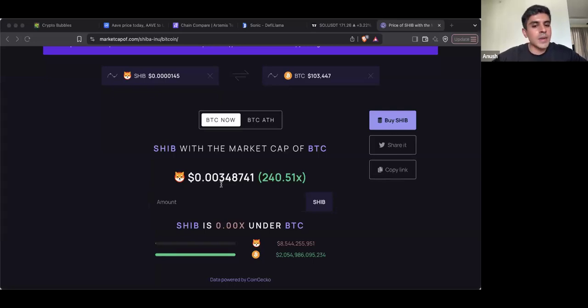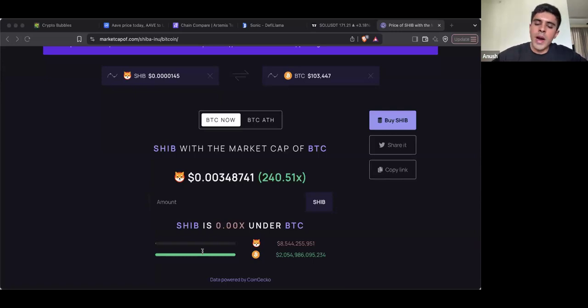A low price doesn't mean it's undervalued. It just means there are a lot of tokens in circulation. So here's the key takeaway here. Always look at the market cap, not just the price. And to take it a step further, check the FDV, or fully diluted valuation.